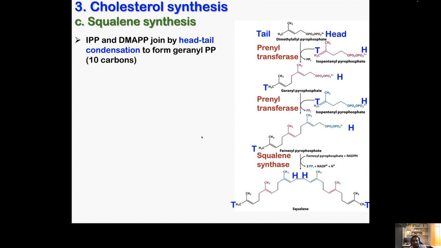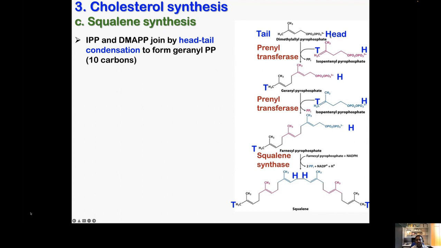In the first step, it's a condensation step. So basically one IPP and one DMAPP are going to be joining together through head-tail condensation. I labeled all these things properly here. This is DMAPP, this is the head portion, this is the tail portion, and this is IPP, this is the tail portion, and this is the head portion. So basically the pyrophosphate containing end will be the head portion, the other end will be the tail portion. So there's a condensation process happening here.